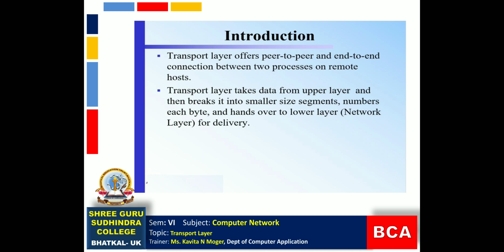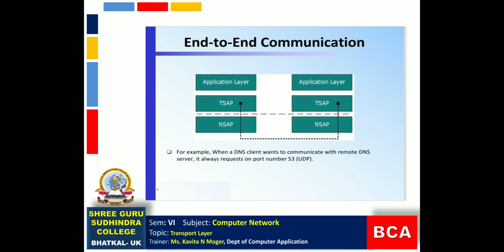This layer ensures that data must be received in the same sequence in which it was sent. The transport layer is responsible for end-to-end communication over a network which may or may not belong to the same subnet. A process on one host identifies its peer host on a remote network by means of port numbers, and a process which is trying to communicate with its peer knows this in advance. For example, when a DNS client wants to communicate with a remote DNS server, it always requests on port number 53.